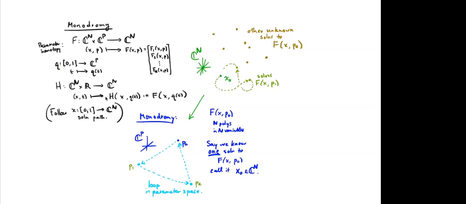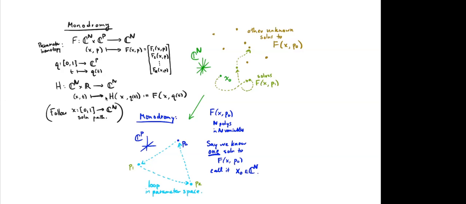And that will take us somewhere. Now, it could take us back home to x naught. But more likely, if we take a big enough loop in parameter space, what's going to happen is we're going to go to some new solution, some solution that we did not know previously. Okay.